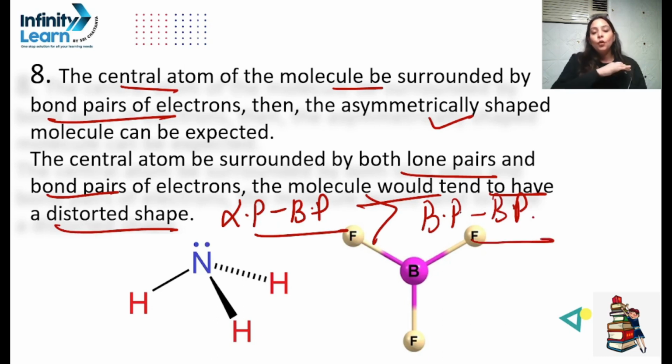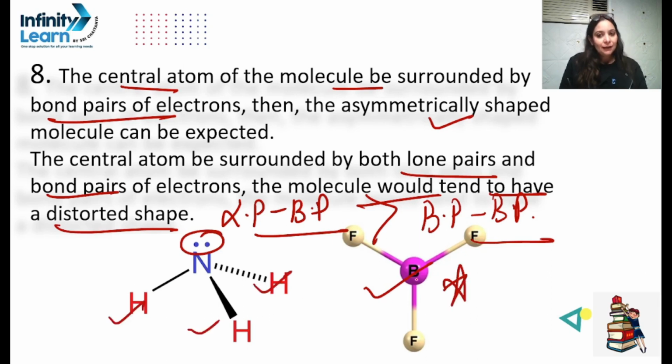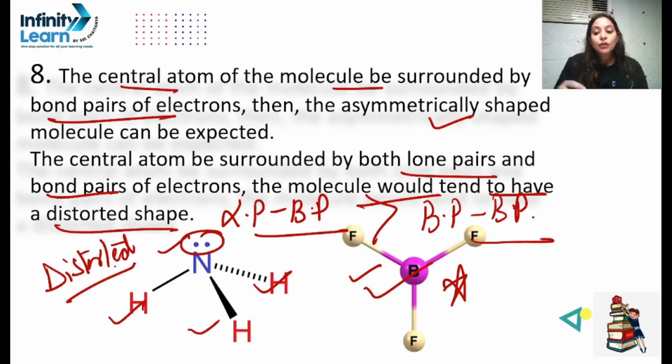So if all the pairs are bond pairs, then it is going to have a symmetrical shape like in this. But if it has a lone pair also, then you will see that the geometry gets distorted. Otherwise it should be like this: if there are one central atom and three linked atoms, the geometry should be like this. But here in this case it has three atoms, along with a lone pair also. That is the reason the shape got distorted, because lone pair-bond pair repulsion also comes into play.